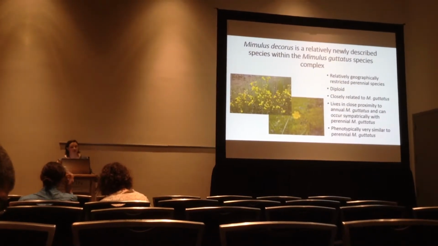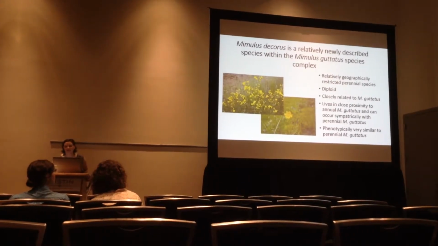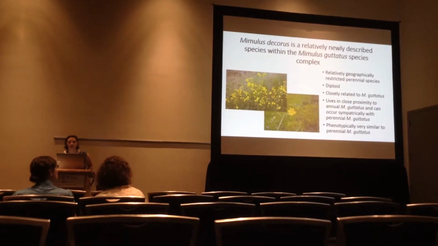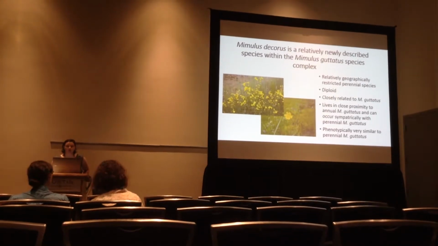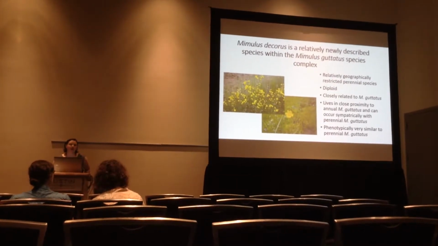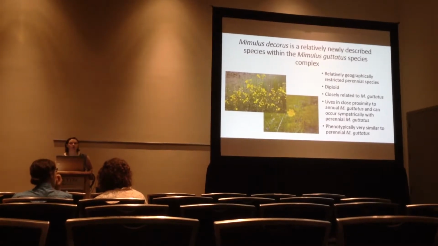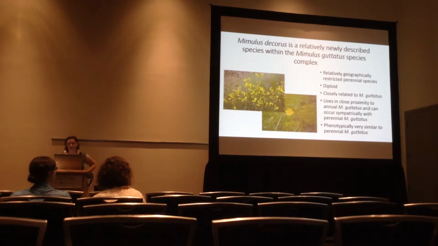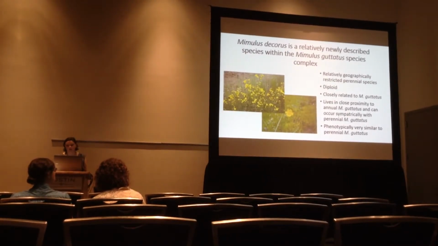Mimulus decoris is a really newly described species that was just resurrected in 2014. It's relatively geographically restricted to the Cascades in Oregon, Washington, maybe into British Columbia. It's a diploid. It's very closely related to Mimulus bucatus, and in fact lives in really close proximity to both annuals and perennials. When it lives with perennials, they're root and root, sympatric, a tangled mess. It's very phenotypically similar, although there are some distinguishing characteristics.